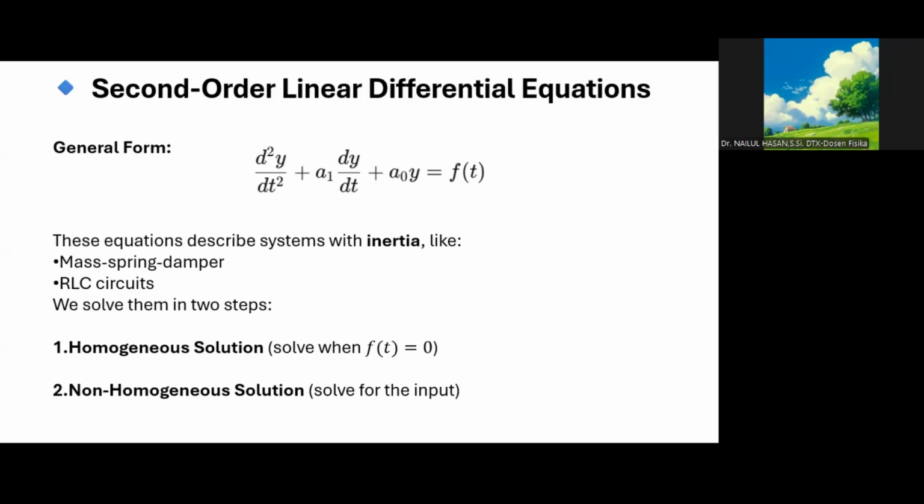Let me repeat. If f function of time is 0, we have homogeneous solutions. But if we have f function of time here is not 0, then non-homogeneous solutions. This equation describes systems with inertia like mass spring damper, RLC circuits. We solve them in steps for general form.